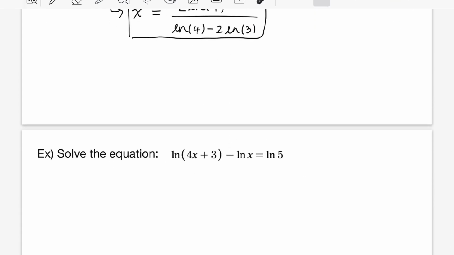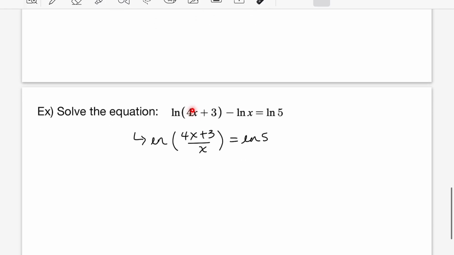First, we'll rewrite everything on each side of our equal sign as just one log with coefficient 1. So in this case, we'll use our quotient rule. So this will be ln of 4x plus 3 divided by x is equal to ln of 5. Okay? So we just rewrote this using our quotient rule. Now, from property B above, remember we said log base b of something is equal to log base b of something else. If these are the same, this is the case if and only if the arguments for our log functions are equal to each other.